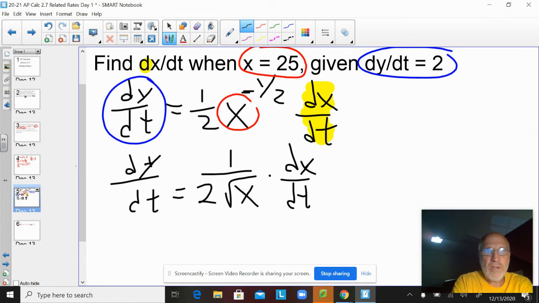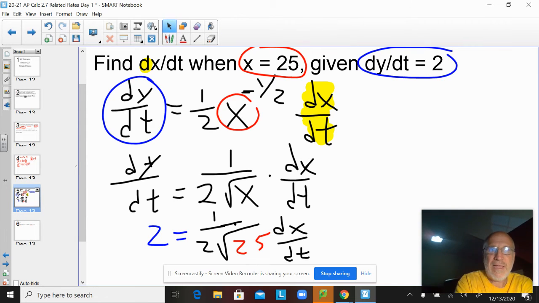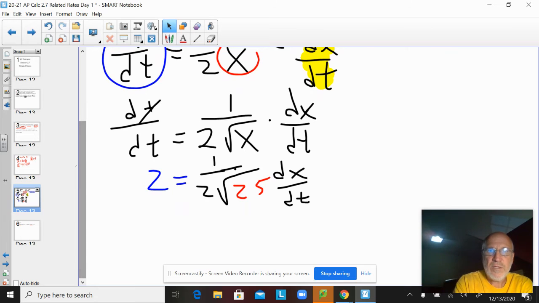Now I'll substitute in. So dy/dt I know is 2. And that is 1/2 over the square root of x, and I have a number for x, that's 25. And then dx/dt is what I'm trying to find, so I'll leave that dx/dt. All right. Now it's just solving this for dx/dt.